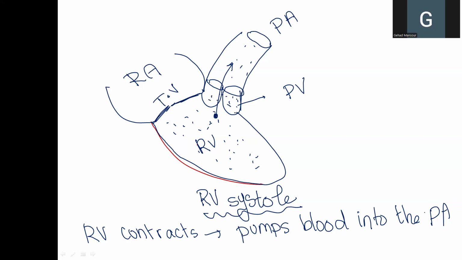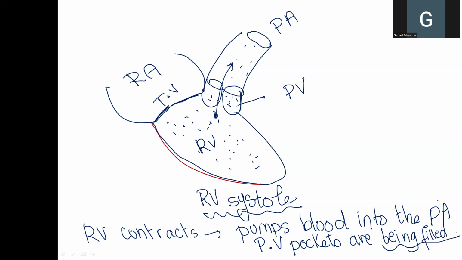So as it is pumping blood into the pulmonary artery, the pockets of the pulmonary valve are being filled. I'm using the present continuous tense because it's a process that takes a few seconds, a certain period of time. So they are being filled with blood during contraction.